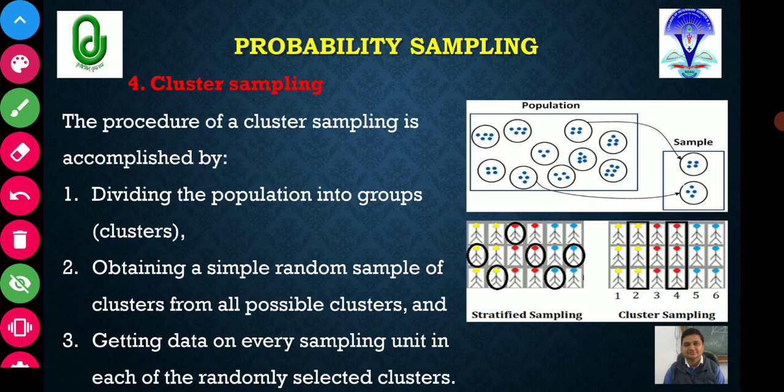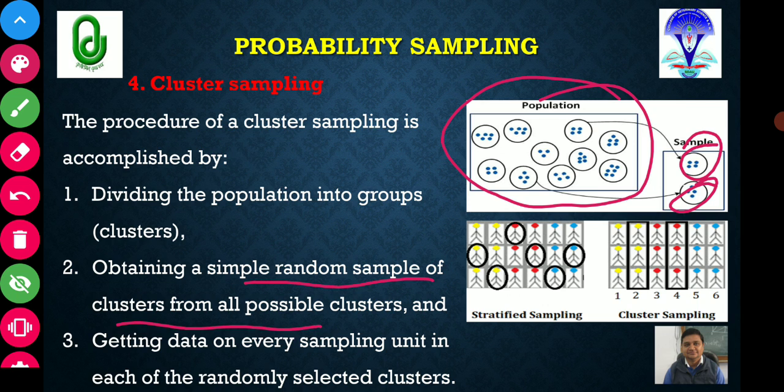Now the procedure for cluster sampling is accomplished like this. First, you can see the whole population is divided into certain clusters, and then from those clusters we take a few clusters as the sample. Two clusters I have taken here. Obtain a simple random sample of clusters from all the possible clusters. So these clusters are selected on the basis of simple random sampling, and now you can get the data from each sampling unit, that is, from the randomly selected clusters.